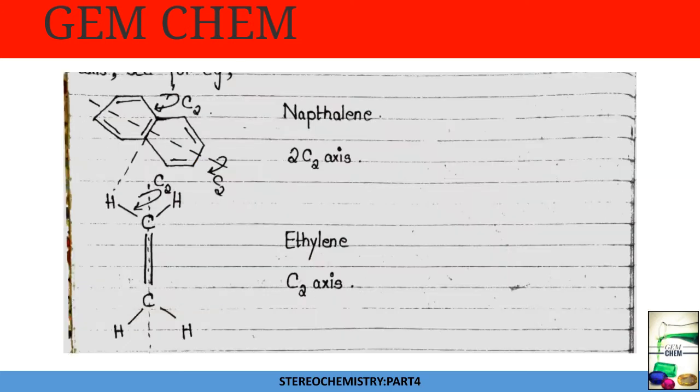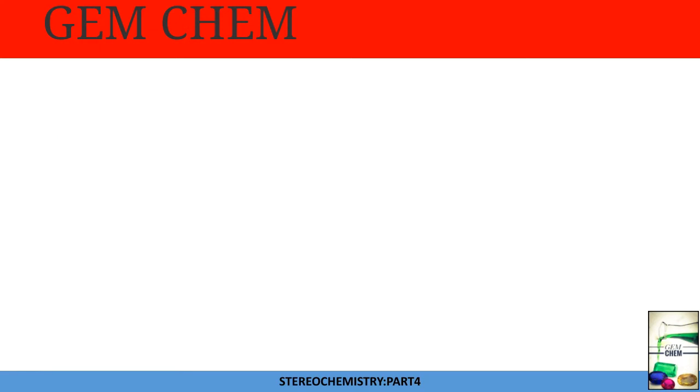Okay. Now if we see this one, naphthalene, then here a C2 passes. On 180 degree rotation we will get the same thing. Similarly for ethylene molecule, it has one C2 axis. Now we know one more thing, it is a new topic, that is allenes. These kinds of moieties are known as allenes.